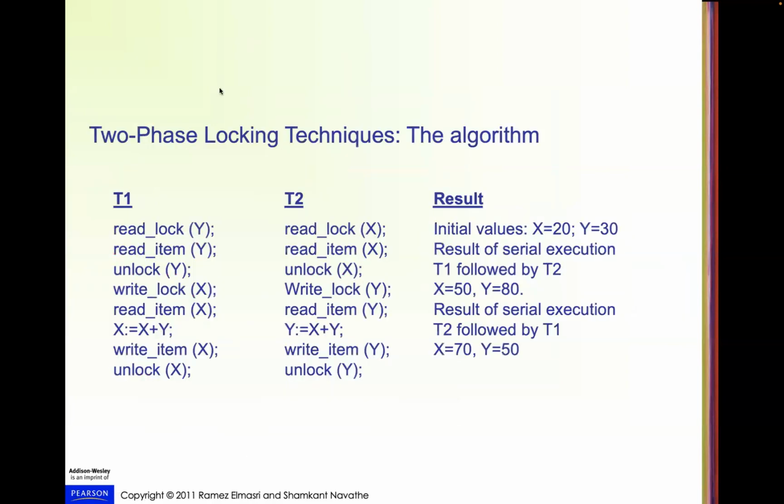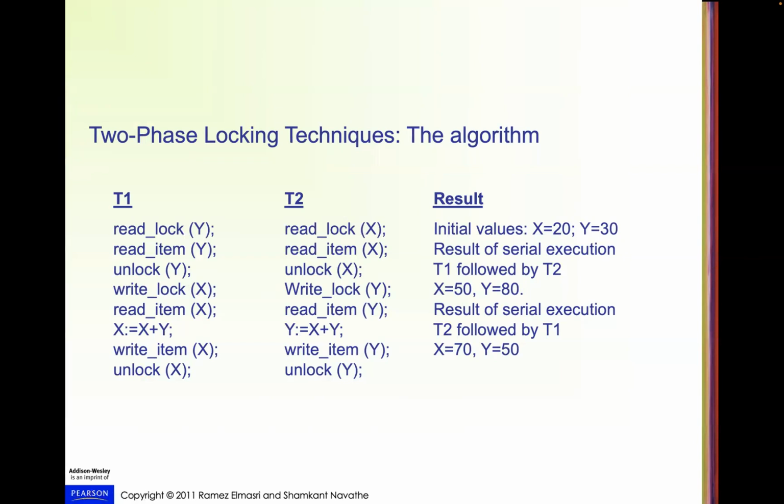Now, let us try to understand two-phase locking techniques with an algorithm and their result. There is a transaction T1, there is a transaction T2, and then X and Y have their initial values. X is 20 initially and Y is 30. Y is again 30 here because T1 just read it, and then a write lock on X.